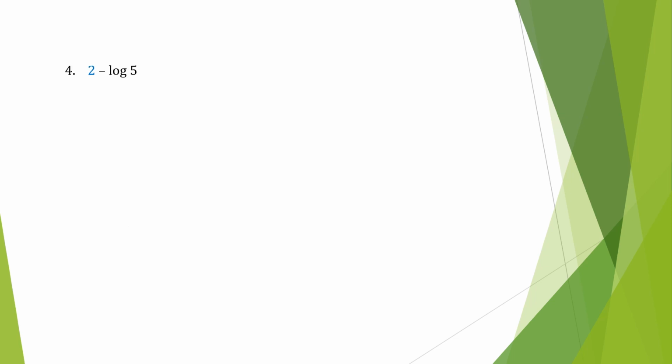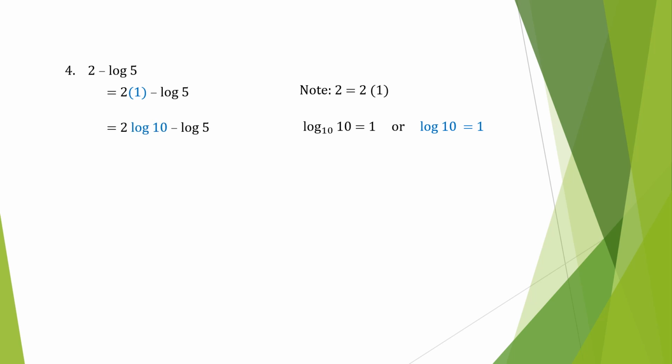Number 4, 2 minus logarithm of 5. Take note that 2 is equal to 2 times 1. So we can change this to 2 times 1 minus logarithm of 5. Remember that logarithm base 10 of 10 is equal to 1. So we can change this to 2 logarithm of 10 minus logarithm of 5. We will now apply logarithm of a power. So we have logarithm of 10 squared minus logarithm of 5.